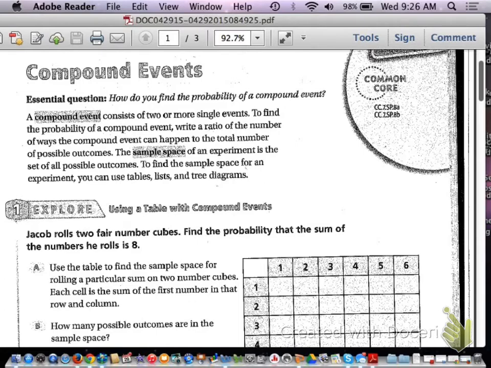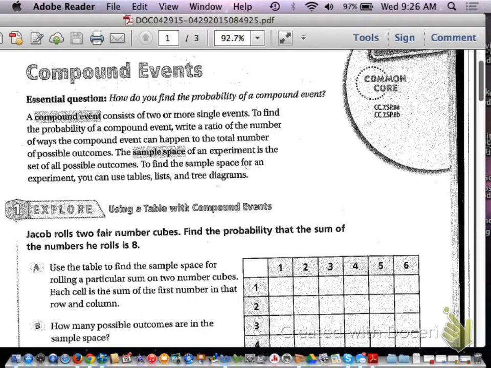So to get started, the essential question: how do you find the probability of a compound event? A compound event consists of two or more single events. To find the probability, you write a ratio of the number of ways the compound event can happen to the total number of possible outcomes. The sample space of an experiment is the set of all possible outcomes, and today we're going to look at finding the sample space for an experiment, and we'll use tables, lists, and diagrams.